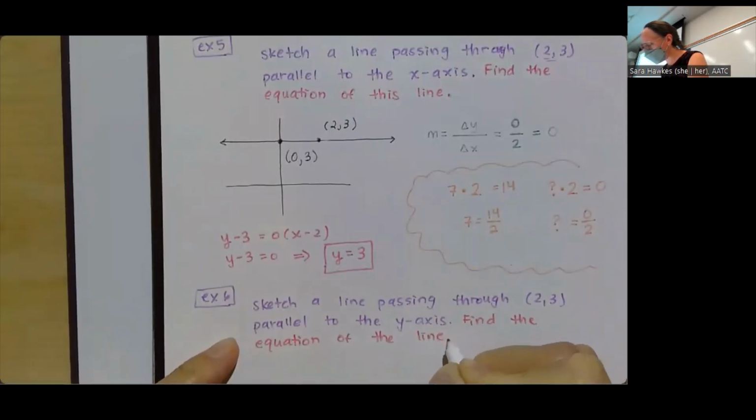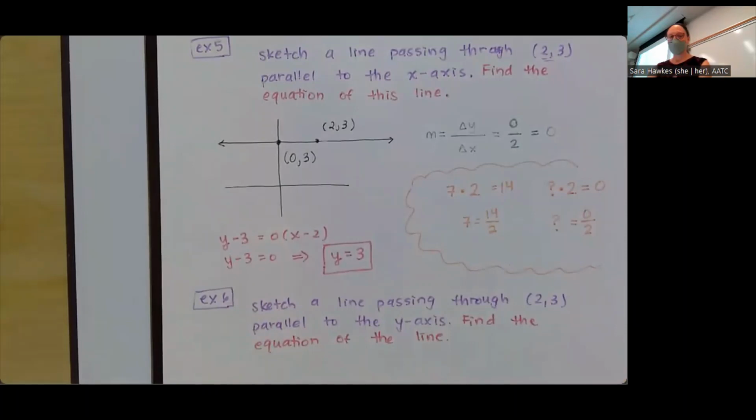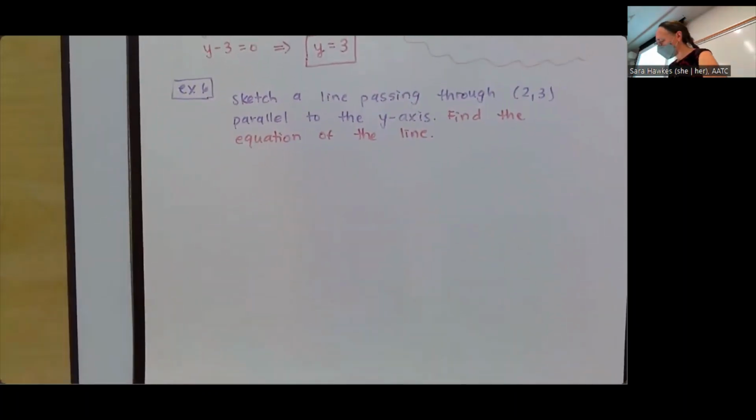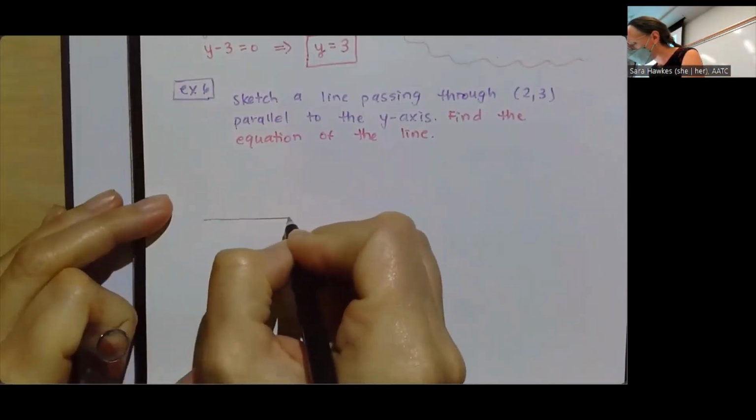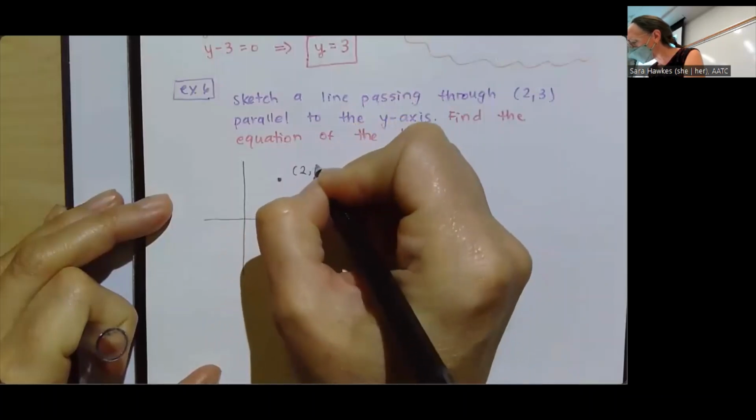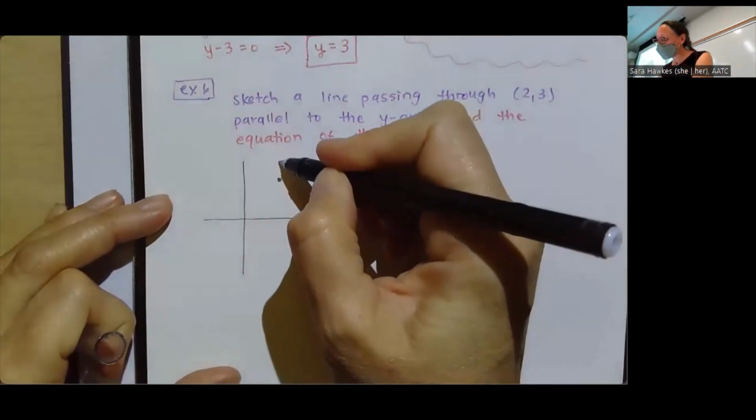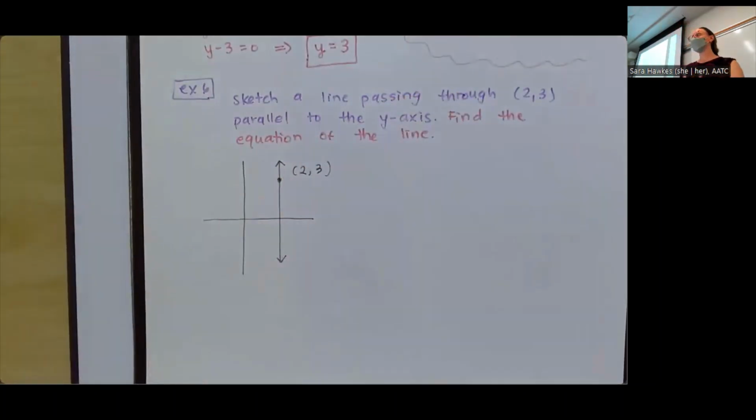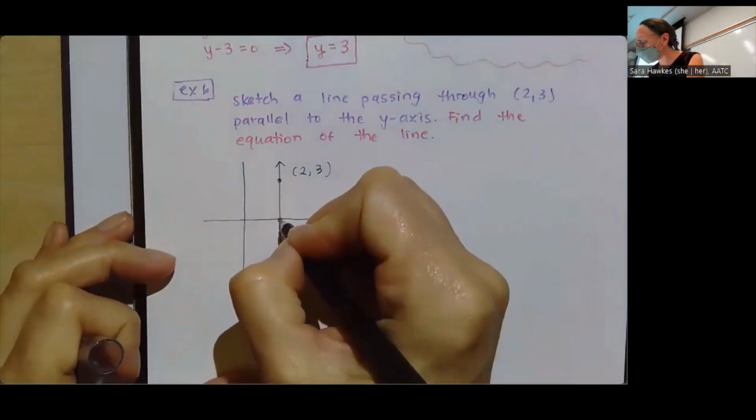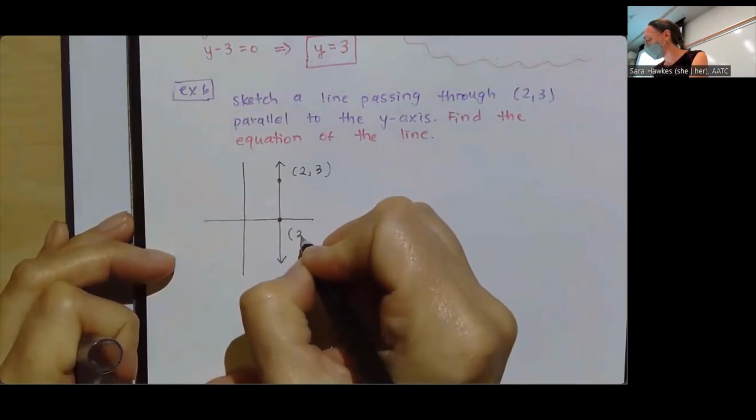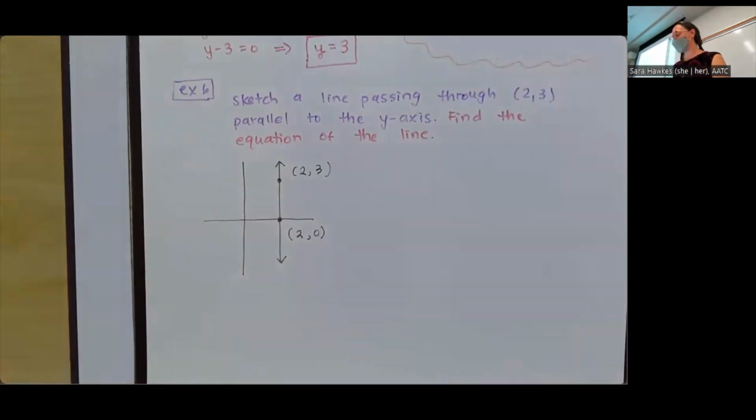And because I don't have a lot of time, I'm kind of going to do this for us. So first of all, the sketching the line part, let's get that part going. We're up here at 2, 3. And if I want to be parallel to the y-axis, that means I'm drawing a vertical line. So in order to have a second point on the line, I'm going to choose the x-intercept this time. And that x-intercept is going to look like 2, 0.